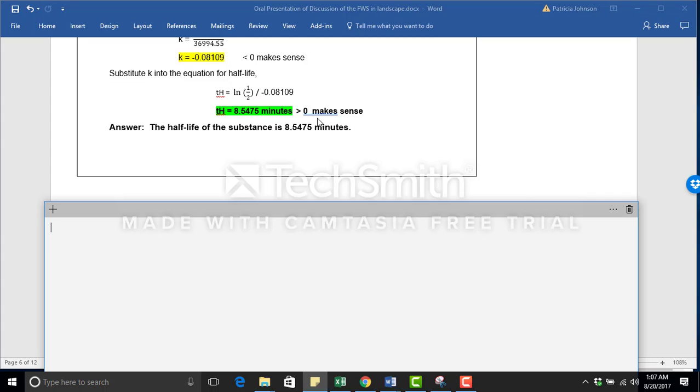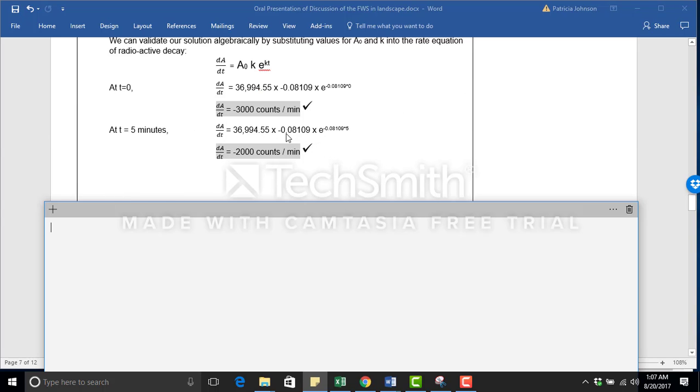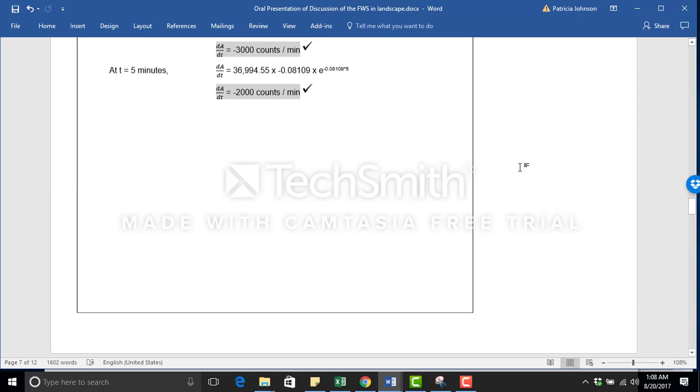This is greater than 0. It makes sense, but is the size making sense to me? I'm not sure. So let's take all our values that we calculated and substitute them back into the rate equation and see if we can calculate backwards our original rates. So here we have our value for A, k, and time at t equals 0, and we calculate minus 3,000 counts. That makes sense. A and k at 5 minutes, and we calculate minus 2,000 counts per minute. That also makes sense.